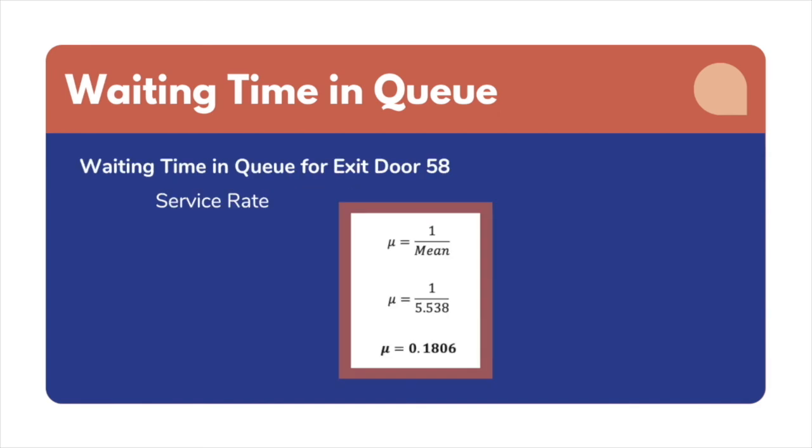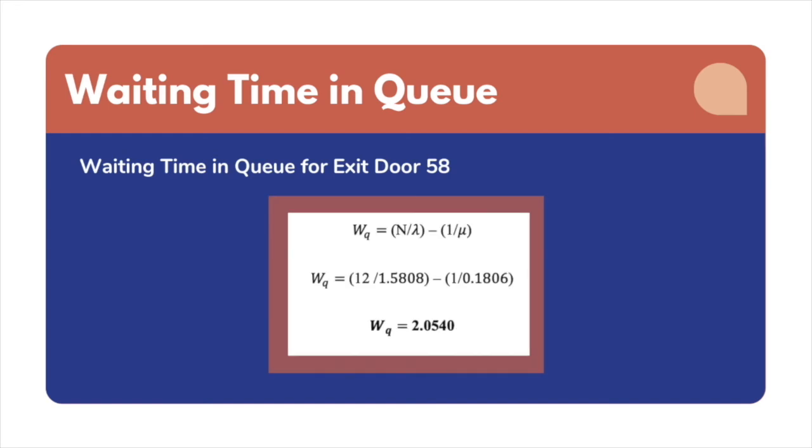First, the service rate was computed. The means from the time study performed for the waiting time in queue was used to obtain the service rate in the equation. So for the computation of the service rate, the mean from the time study for the queuing time was divided by 1. So for this, we got 0.1806. So as for the arrival rate, the calculated flow from the evacuation computation was used.